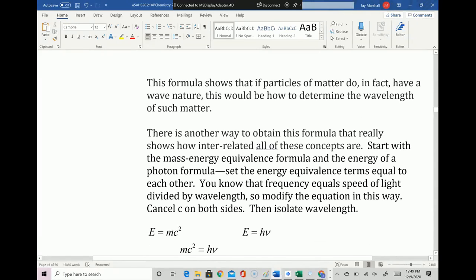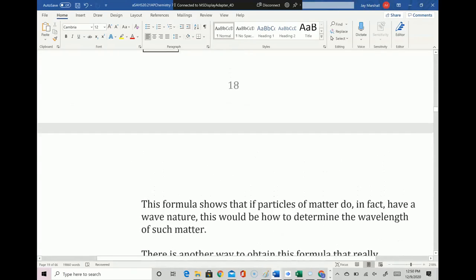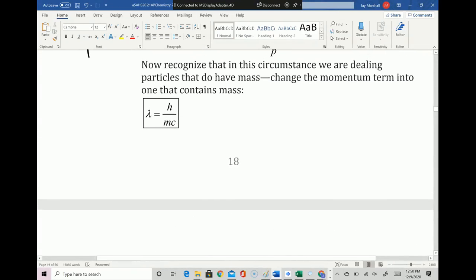And the formula shows that if particles of matter do in fact have a wave nature, this would be how we would figure out what that wave nature is. We just created a formula for that. If I have a particle that has mass and that particle has a wave nature, this is how we would figure out what the wavelength of that particle is.